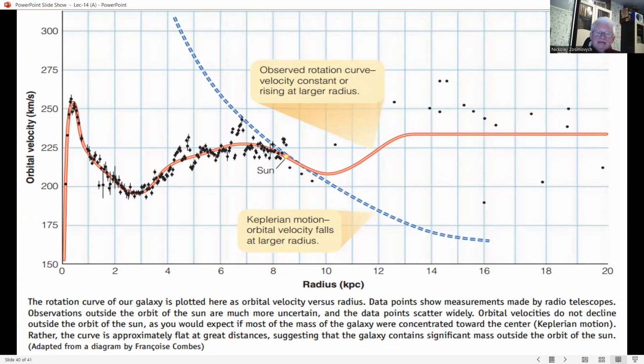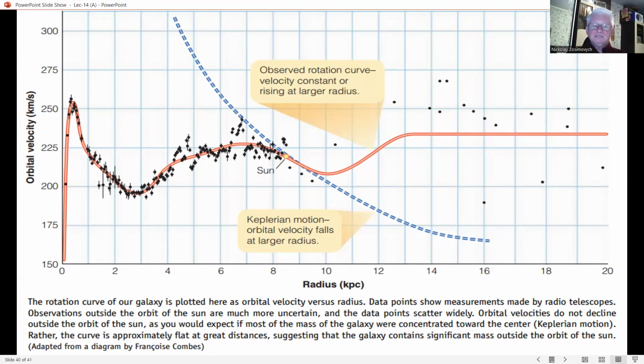Of course, the galaxy's mass is not all concentrated at its center. But if most of the mass were inside the orbit of the Sun, then you would expect to see orbital velocities decline at greater distance. Many observations confirm, however, that velocities do not decline and may actually increase at greater distance. These observations show that these larger orbits are enclosing more mass.